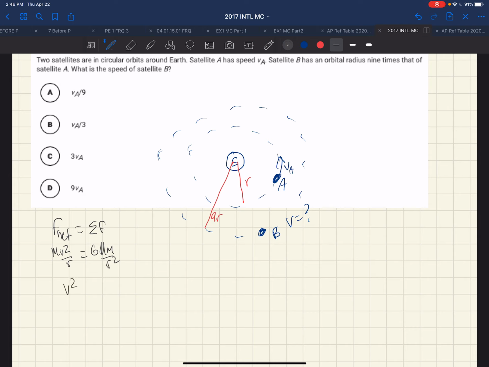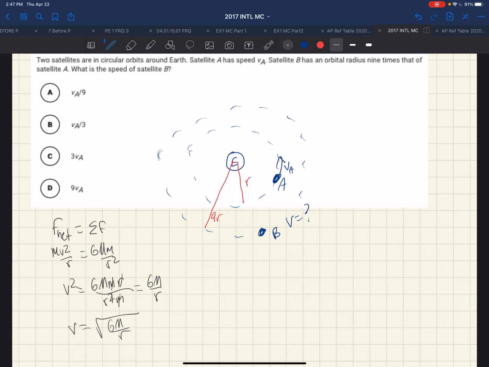So the velocity squared is equal to G, big M, little m, r, divided by r squared m. M's cancel, this cancels, and that cancels. And the velocity squared then is GM over r. So then v is the square root of GM over r.